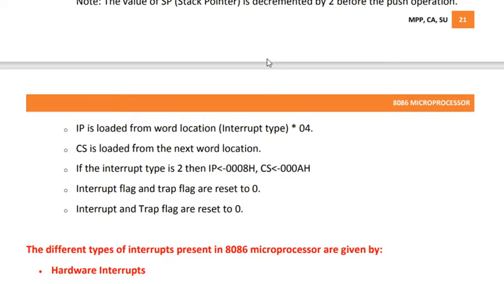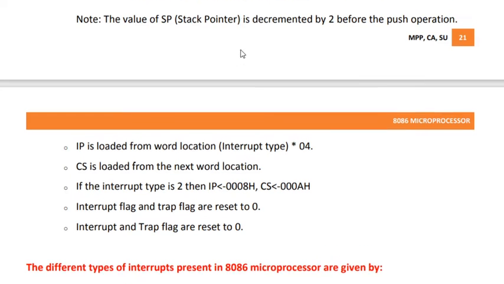And once the ISR execution is over, we need to return back to the main routine by popping out the content of the stack which we had stored, that is the content of the IP and CS of the main routine. So this is the way the interrupt is handled in case of the 8086 microprocessor.